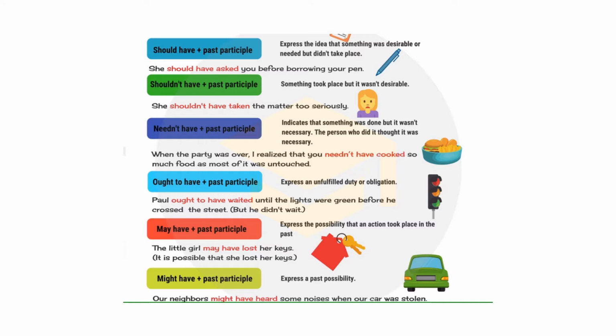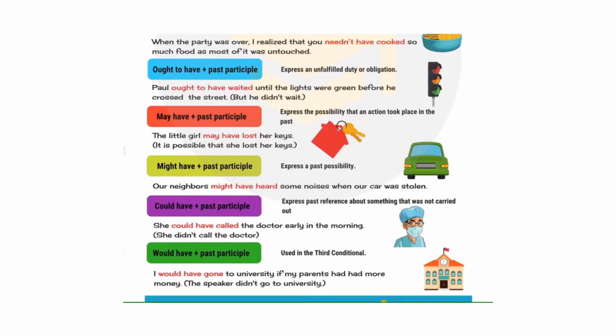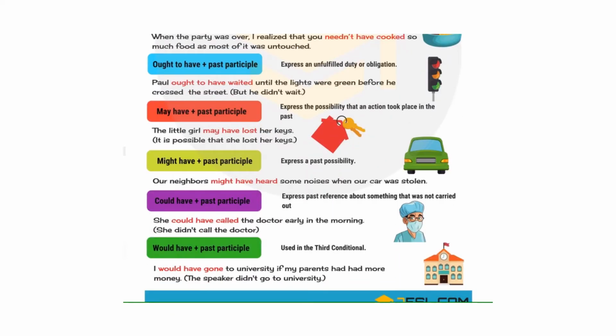We have may have plus past participle. It expresses the possibility that an action took place in the past. The little girl may have lost her keys. It is possible that she lost her keys. So we have might have plus past participle. It expresses a past possibility. Our neighbors might have heard some noises when our car was stolen.